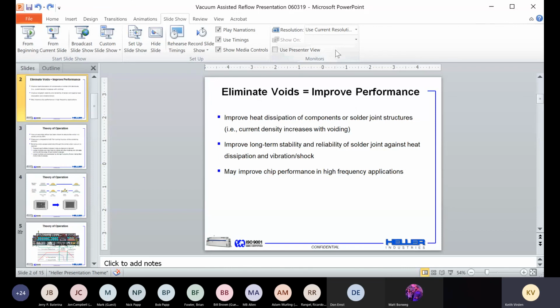Can you see that now? The very first page? Yes. Now just go down to the bottom right-hand corner and click on the little easel or projector screen right next to the 54%.